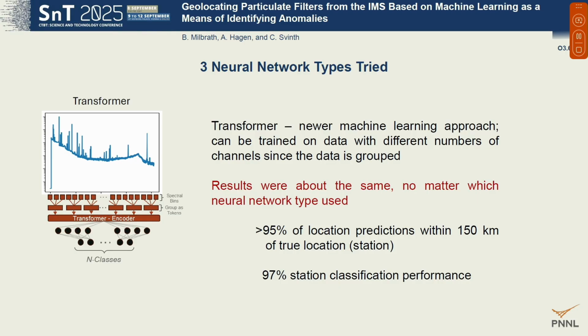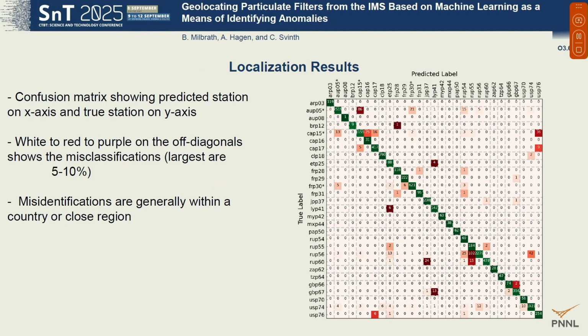But in truth, the IMS spectra are a very rich data set with a lot of easy ways to come up with what statisticians call distances, so we got good results no matter what neural network we used. Greater than 95% of these location predictions were within 150 kilometers of the true location, which of course was a station, and greater than 97% of our station classifications worked with this supervised training.